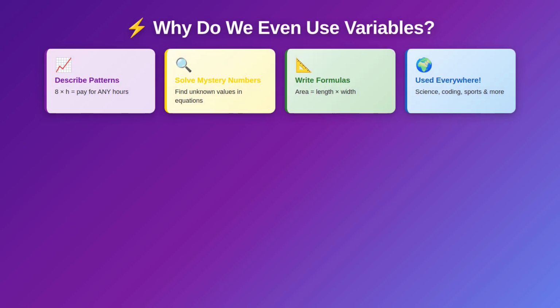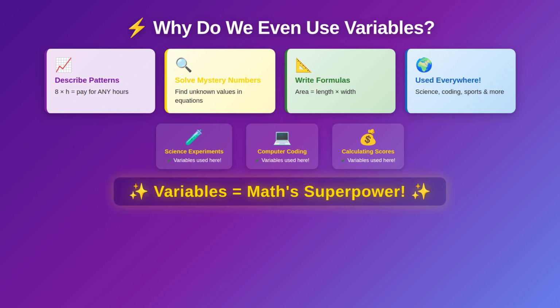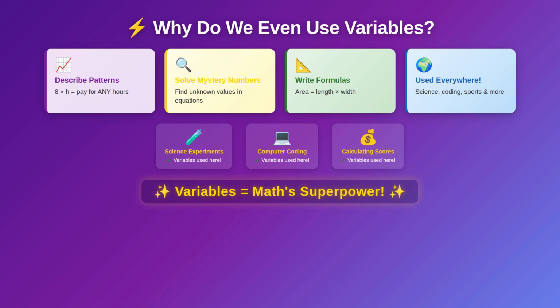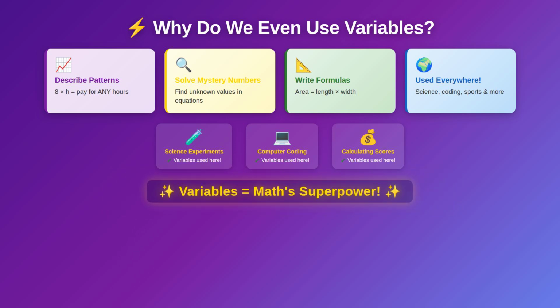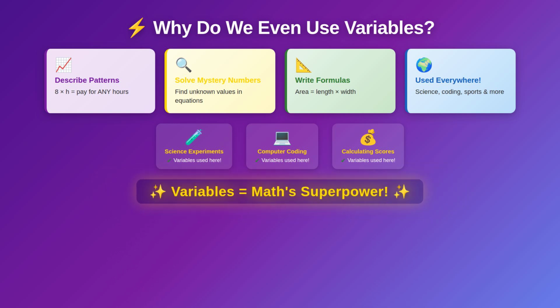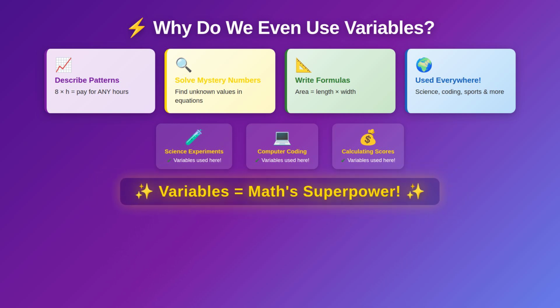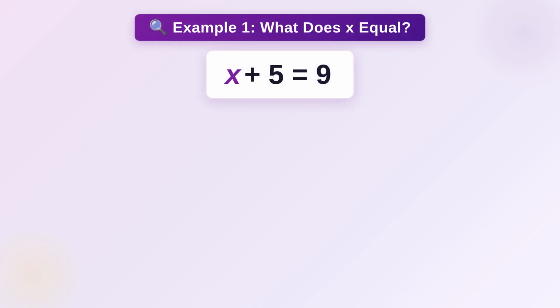Great question. Why bother with variables at all? Well, they are incredibly powerful. First, variables let us describe patterns. Like if you earn $8 per hour, we can write 8 times h to show your pay for any number of hours, not just one specific time. Variables also help us solve mystery number problems, write formulas like area equals length times width, and they show up everywhere. Science experiments, computer coding, even calculating your sports team score. Variables are math's superpower.